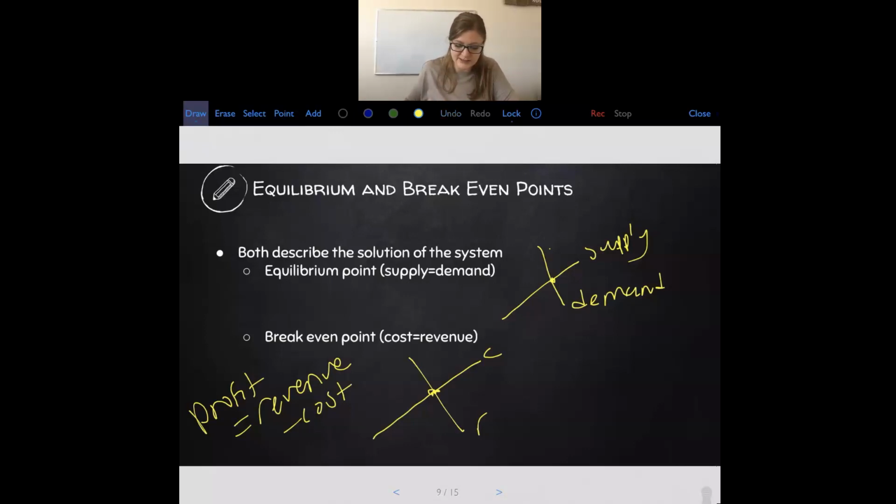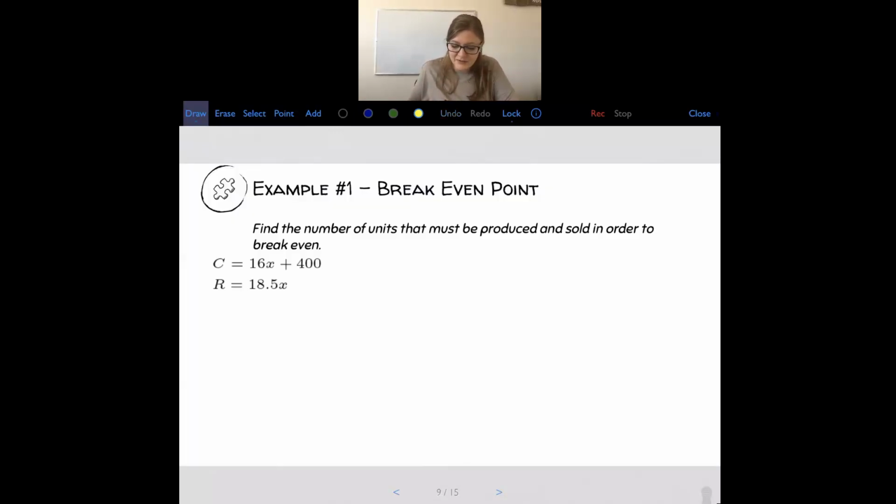Okay, so let's do an example. Find the number of units that must be produced and sold in order to break even. So we have our cost equation is equal to 16x plus 400, and our revenue equation is equal to 18.5x. To find the break-even point, remember, we want the cost to be equal to the revenue. So I know that we see different variables, we see C and R, but the break-even point is when they're equal to each other. So we can set C equal to R. C is 16x plus 400, and R is 18.5x.